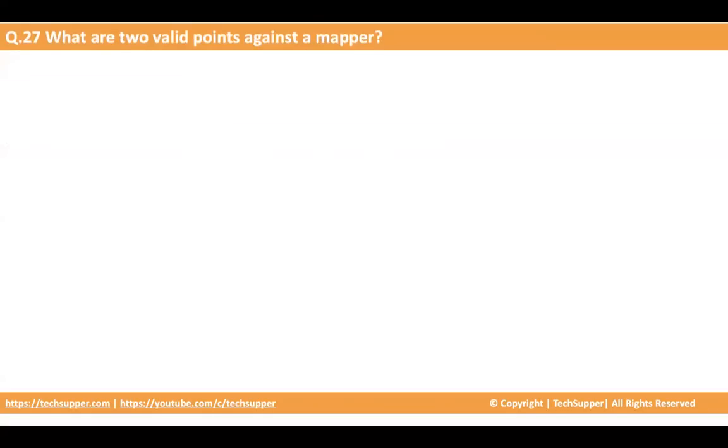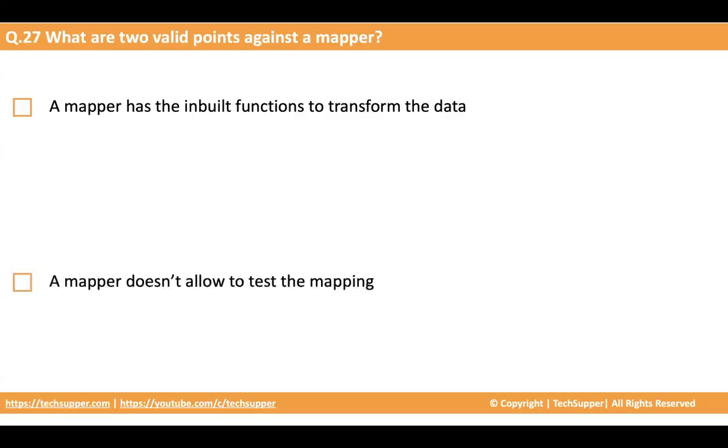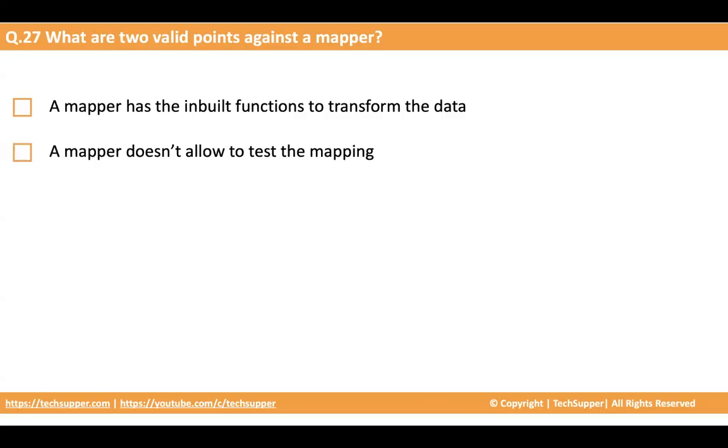What are two valid points about a mapper? You know the mapper, right? A mapper is basically used to do the mapping. But let's see what options we have. A mapper has inbuilt functions to transform data. Do we have inbuilt functions in the mapper? A mapper does not allow testing the mapping.